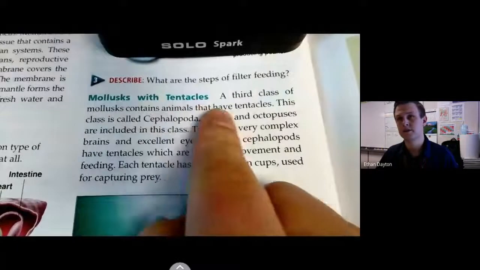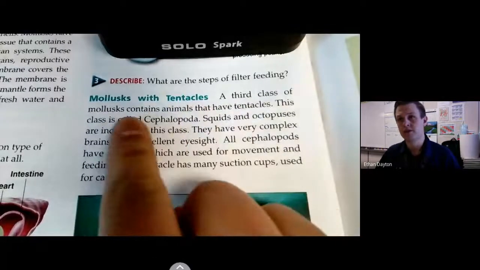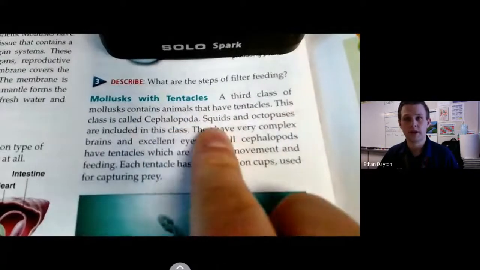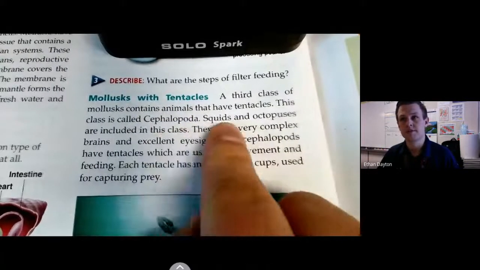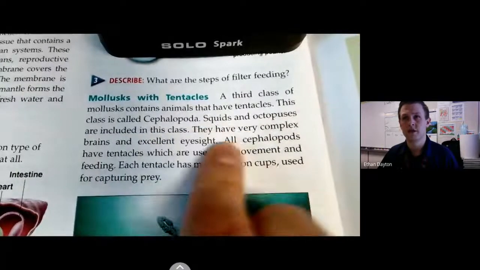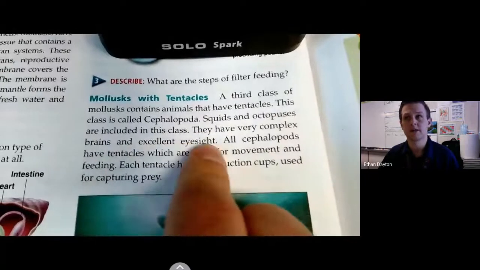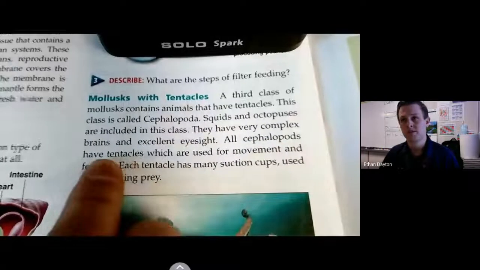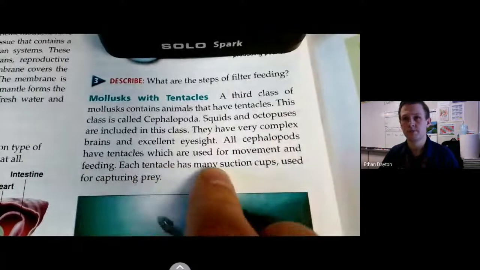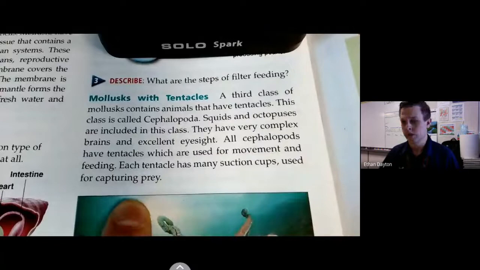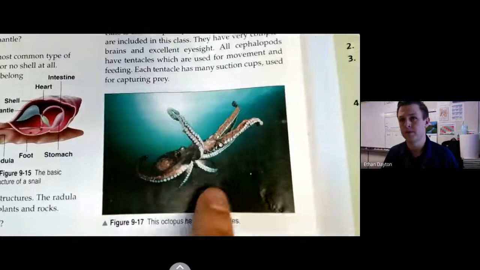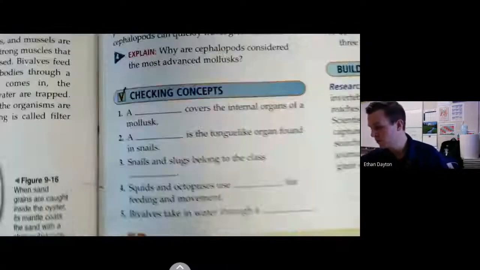Mollusks with tentacles. A third class of mollusks contains animals that have tentacles. This class is called cephalopoda. Squids and octopuses are included in this class. They have very complex brains and excellent eyesight. All cephalopods have tentacles, which are used for movement and feeding. Each tentacle has many suction cups used for capturing prey. So here's an octopus. Octopus has 8 tentacles, or arms.